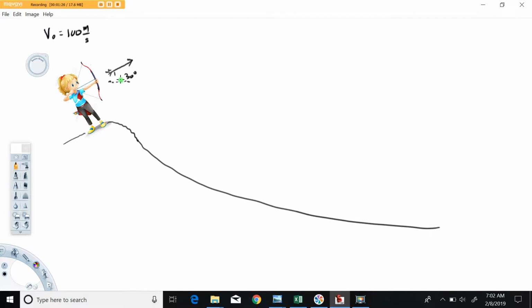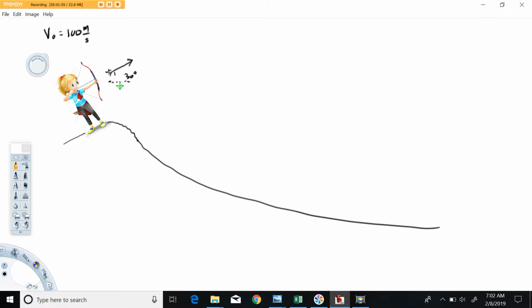Now, in just a general sense, most people probably have an idea of what's going to happen here. This arrow is going to fly through the air and do something like this. That's what its path is going to look like. And what we want to be able to do ultimately is write equations that describe where this arrow is and what its velocity is at all points in time. So here's how we do that.